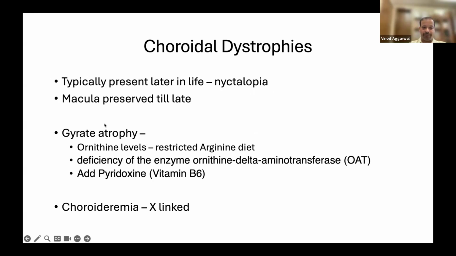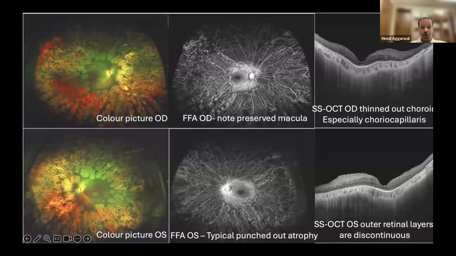There are two main phenotypes, gyrate atrophy and choroideremia, which Dr. Ajoy also talked about. So gyrate atrophy is the one which is partially treatable. Whenever you see a patient with gyrate atrophy, do order ornithine levels in these particular patients. And if they are high, these patients do benefit with arginine-restricted diet and vitamin B6 addition. So coming to the clinical picture in gyrate atrophy, you see large scalloped areas of atrophy, typically they start in the mid-periphery and extend both towards the center as well as the periphery.